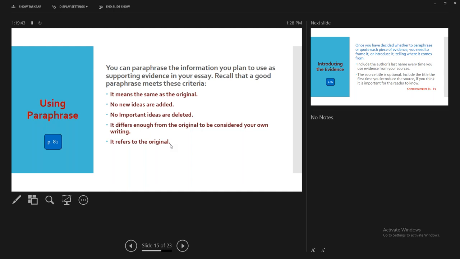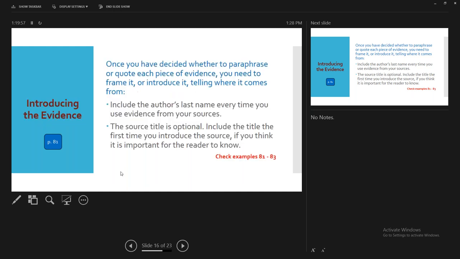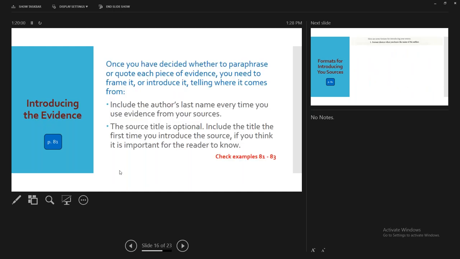Okay, good. Since you don't have a question, the next logical part is how to use these quotations, or how to introduce these quotations or paraphrases in our writing. That is the second part, which is introducing the evidence, how to introduce it to the reader. Once you have decided whether to paraphrase or quote each piece of evidence, you need to frame it or introduce it, telling where it comes from. Okay, introduce or frame it. So how do we do that?